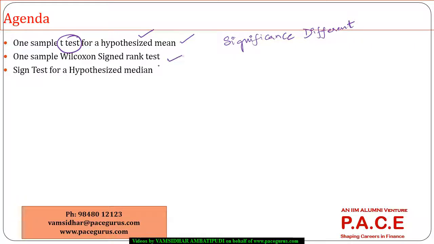Similarly, we are talking about a Wilcoxon signed rank test. This is primarily for comparing the median of the sample with a hypothesized median value. The same logic goes for the usage of the sign test also, where I am using a hypothesized median, trying to compare the sample's median with the hypothesized median.